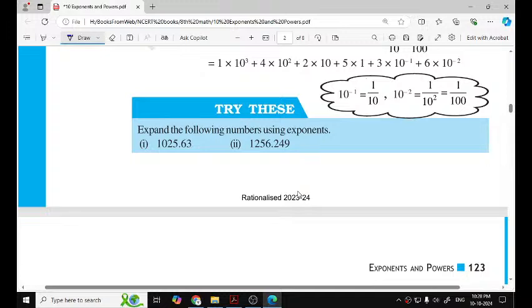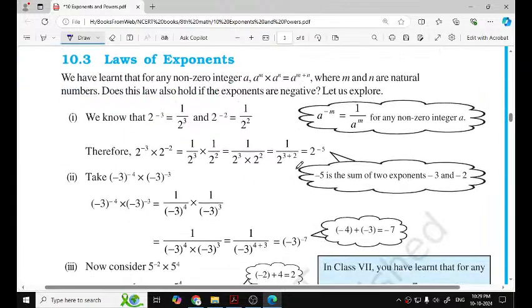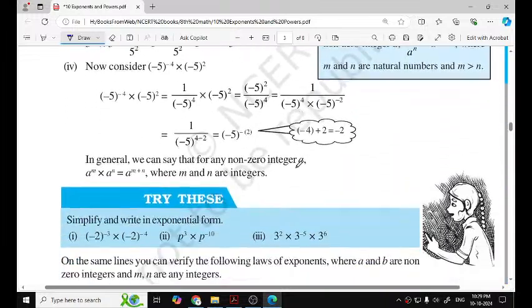Let us try to write this one. This is in the thousands place, so it is 1 into 10 cube plus 0 into 10 raised to 2 plus 2 into 10 raised to 1 plus 5 into 10 raised to 0 plus 6 into 10 raised to minus 1 plus 3 into 10 raised to minus 2. Similarly, you can complete this one. Laws of exponents. These are the laws of exponents.